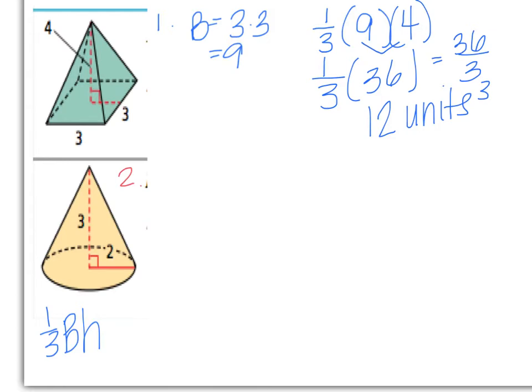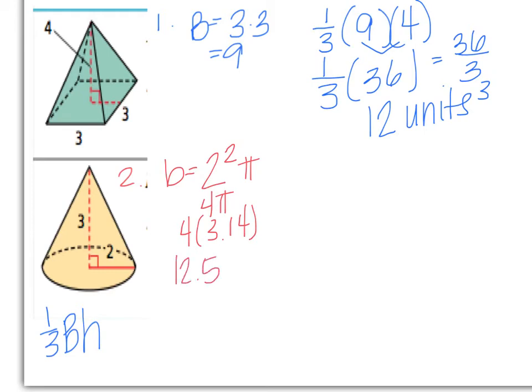So let's try this second one, this cone here. Again, I'm going to use 1/3 base times the height. Here we have to start with our base, and our base is a circle. So we need to know the radius, and the radius is 2. So we're going to do 2 squared times pi. We can rewrite this as 4 pi, and remember we're going to use 3.14. If I multiply 4 by 3.14, I get 12.56. We're not going to round until the very end of the equation.